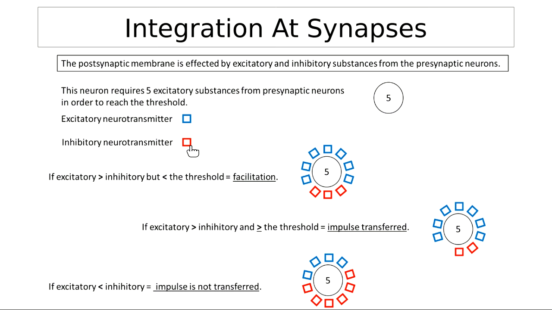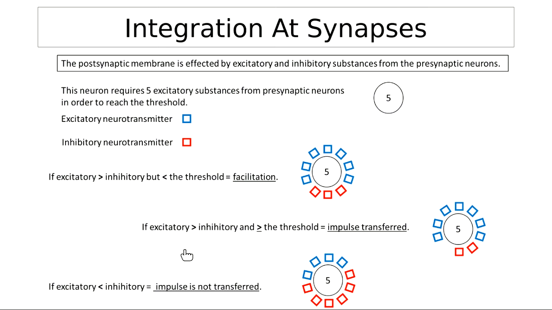So let's look at our if statements. If the excitatory, which are blues, of which there are 7 here, is greater than inhibitory, which are 3, and they are, but less than the threshold, each excitatory and inhibitory cancel each other out. So you cancel 1, 2, 3. Oh, so you've got 4 excitatory. That's less than the threshold. That's facilitation.